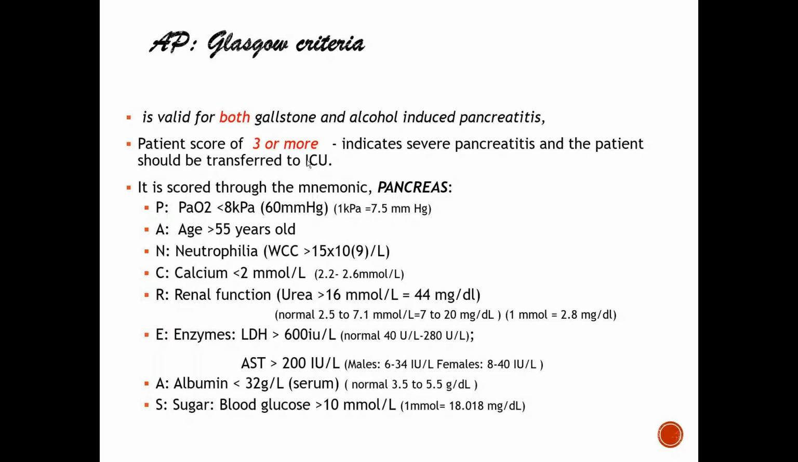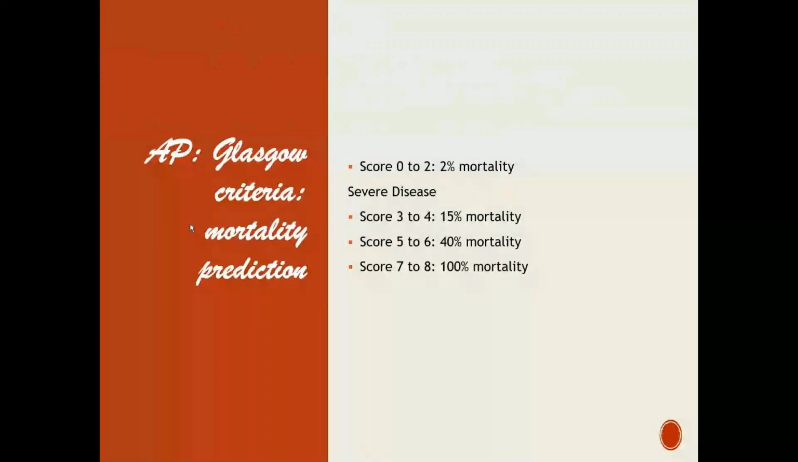Right? And what are the Glasgow criteria? To remember them, you have a mnemonic known as PANCREAS, and every letter of PANCREAS stands for a parameter. You can look this up. I'm not going to repeat this here. Starting from PANCREAS, in front of it you have the parameter that is going to be looked up for the scoring system. Now the Glasgow criteria. If the patient's score, once you add it up, is 0 to 2, the mortality is 2%. So I'm in the safe zone. But if I have severe disease, from score 3 to score 8, my mortality creeps up to 100%. So Glasgow and Ranson criteria are very, very important for prognosticating also.